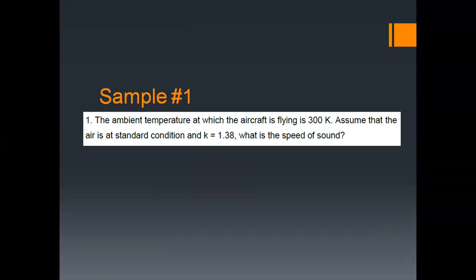The ambient temperature at which the aircraft is flying is 300 Kelvin. Assume that the air is at standard condition, and the specific heat ratio is 1.38. What is the speed of sound? We know that speed of sound is equal to the square root of γRT. If the specific heat ratio is not given in the question, we use 1.4, okay?